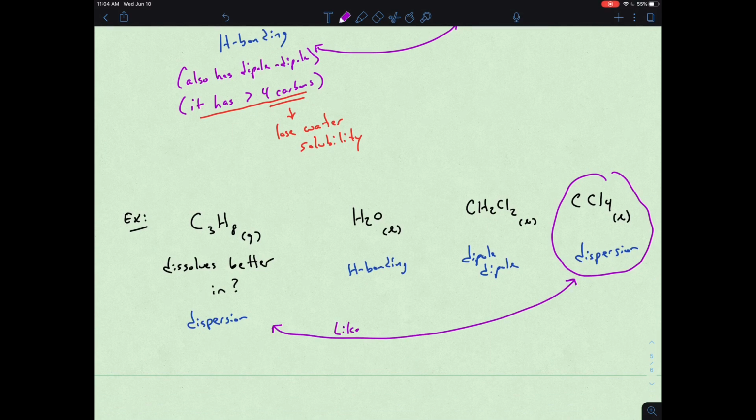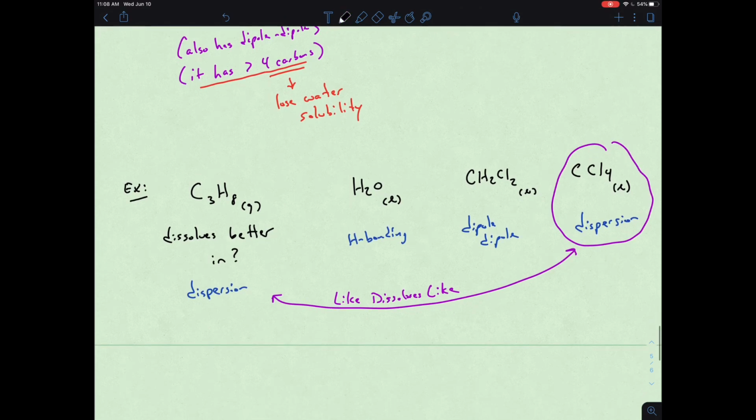Seeing there, the like dissolves like motif. Sometimes it can be a little bit gray, especially with that carbon count, but most often you're just matching forces of attraction in terms of polar versus non-polar, or looking at hydrogen bonding as well.